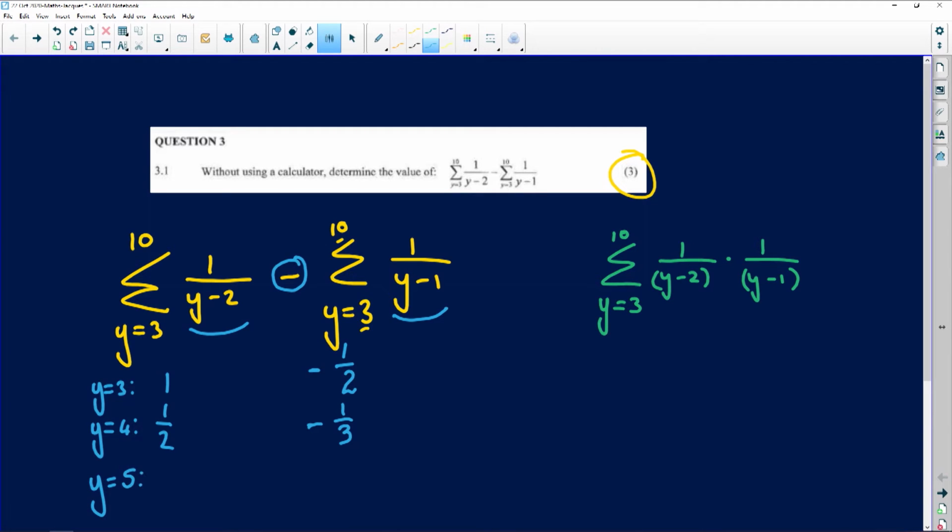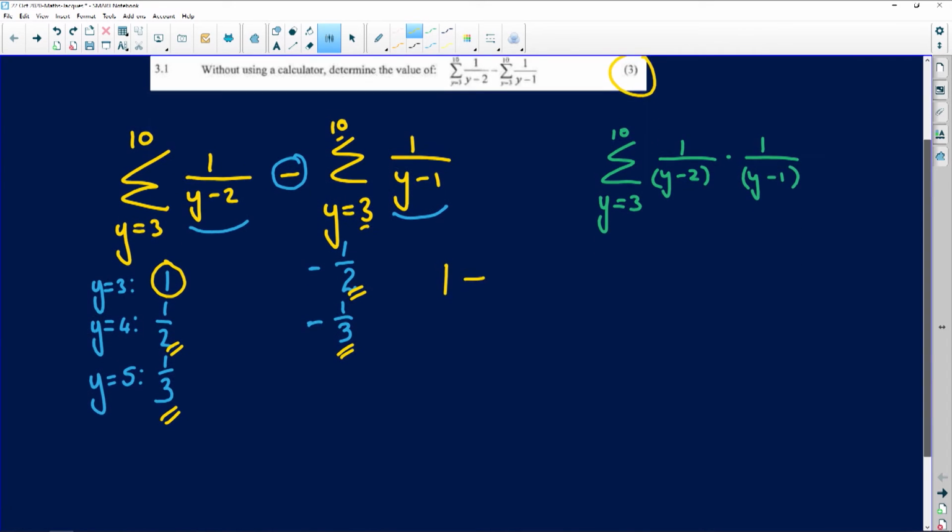If y is 5, we get 1 over 5 minus 2, which is 1 over 3. And again, look at this, we see that this third and the minus third say goodbye. The half and the minus a half say goodbye. Now that's very, very interesting, folks. So the 1 is still here. So we know this is going to be 1 minus something. Now let's go and see what that something is.